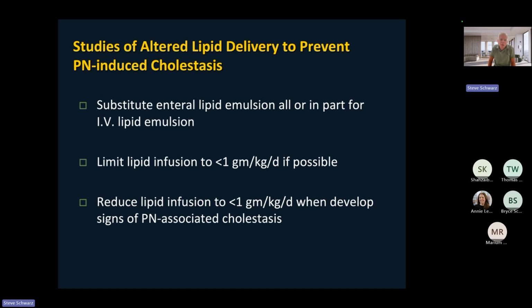So what do these studies show us? Well, clearly, there are a number of choices that we can use as strategies for preventing parenteral nutrition-induced cholestasis. We can substitute enteral lipid emulsion, all or in part, for IV lipid emulsion. Of course, this requires a normally functioning gut. Secondly, and probably more relevant, if we only have Intralipid available to us, is to limit the lipid infusion to less than 1 gram per kilogram per day if possible. Whenever there are signs of parenteral nutrition-associated cholestasis, reducing the lipid infusion to less than 1 gram per kilogram per day may give you the best chance of avoiding liver disease.